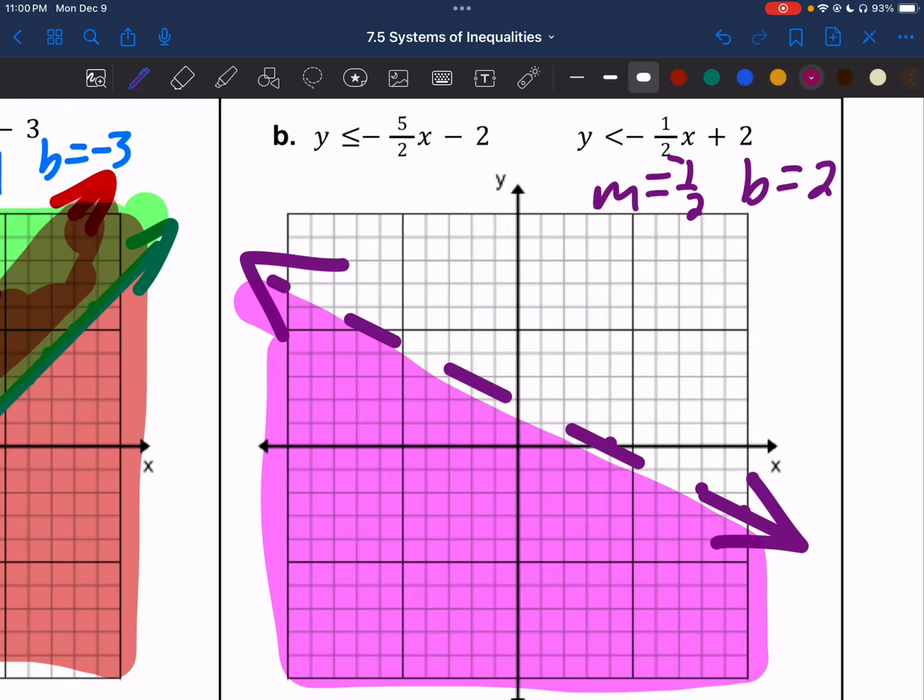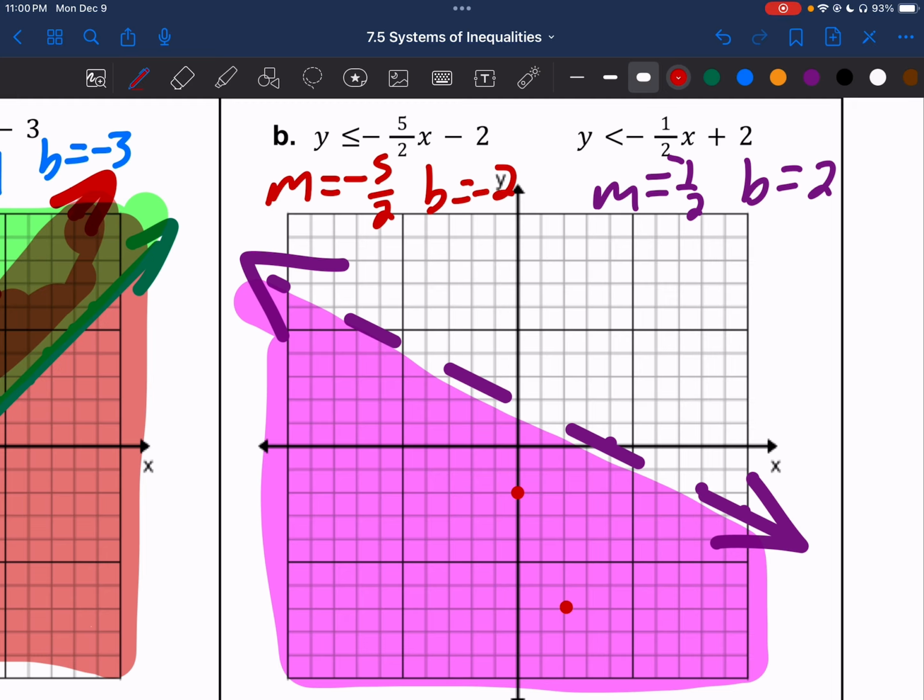Okay, my second, or rather the first one, I just didn't want to deal with the erasing of parts of the graph. My slope is negative 5/2. My y-intercept is negative 2. So I put a point at negative 2. My slope is negative 5/2. I'm going down 5 and to the right 2.